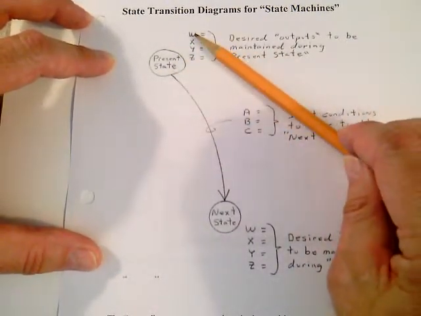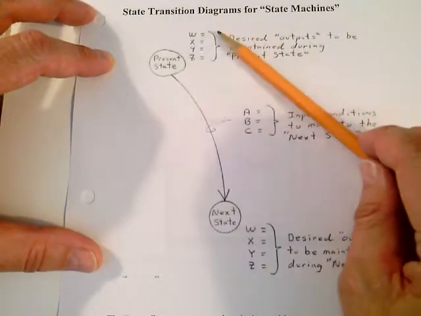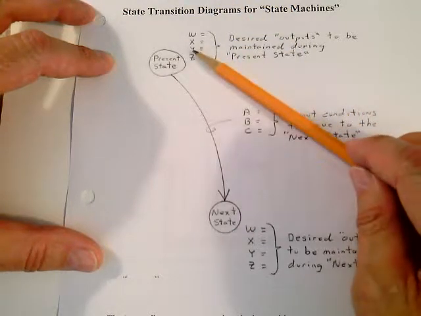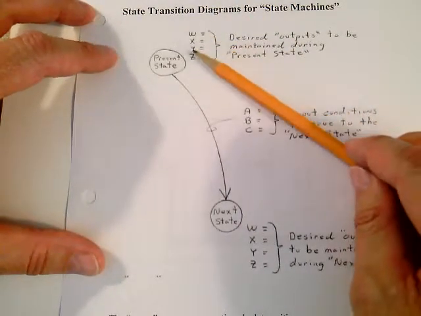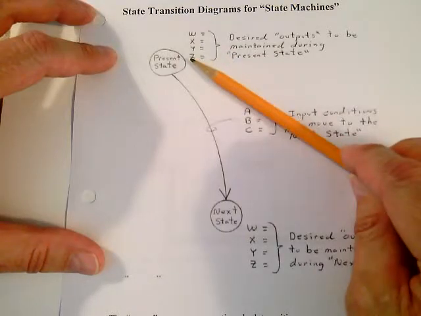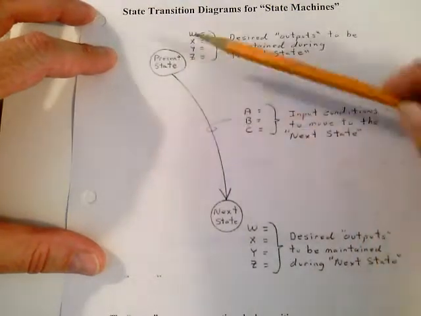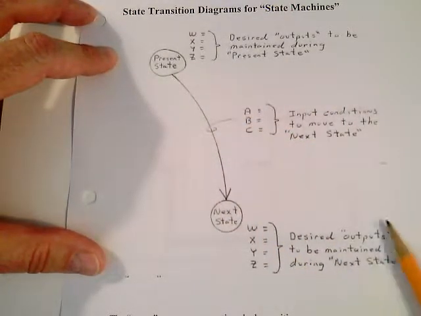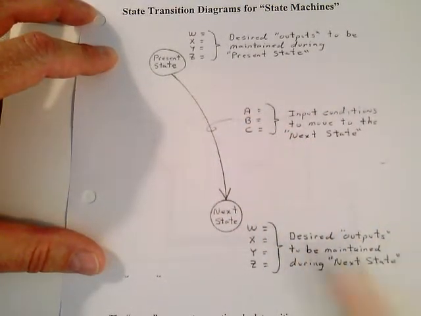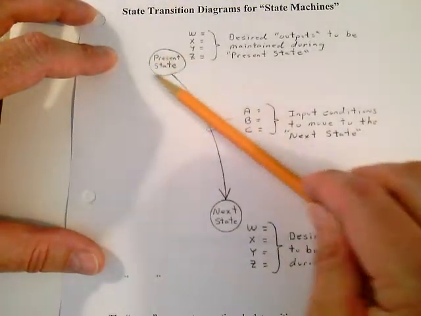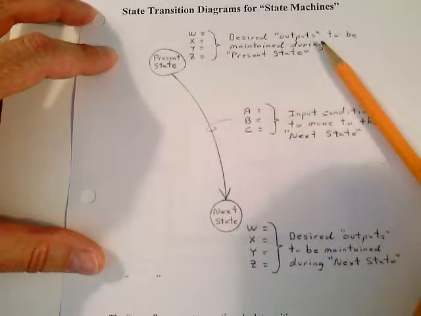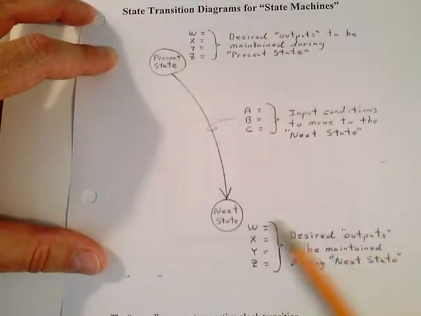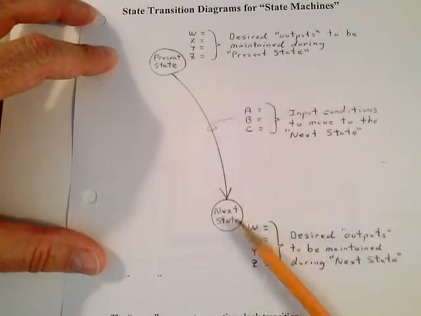Don't forget, these represent signatures. So you want motor A to be on, and motor B to be off, and you want this particular output to be high and this particular output to be low. Once these input conditions are met, you get a clock edge, you go down here, and then you have a whole different set of desired outputs to be maintained while you're in this state. So right next to the state, you can see your desired outputs. Halfway between, you're going to see your desired inputs to move you to here. And down here, you're going to see your desired outputs when you're in this state.